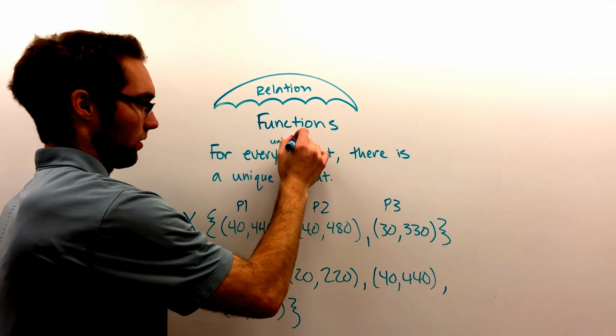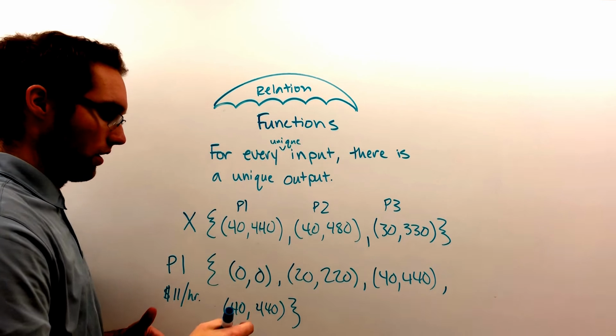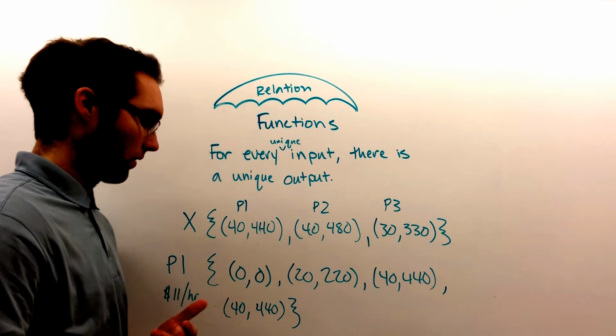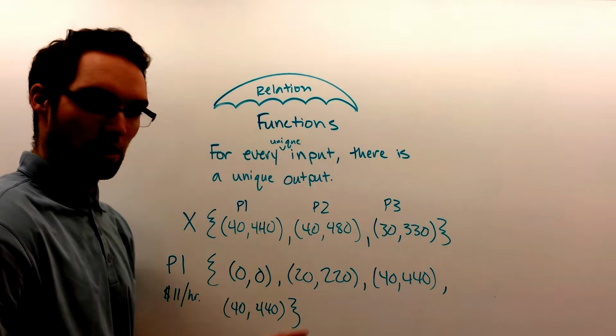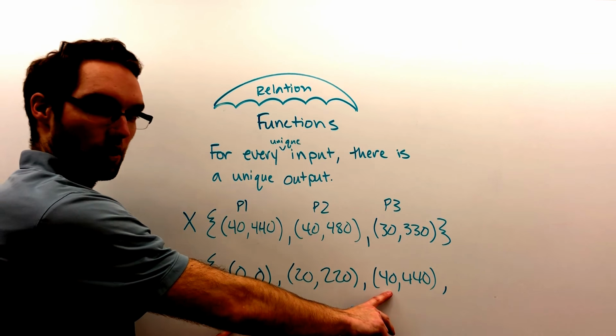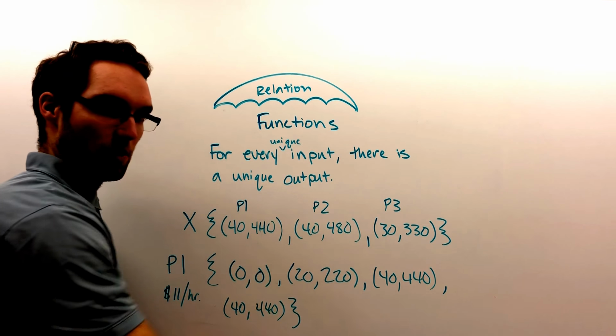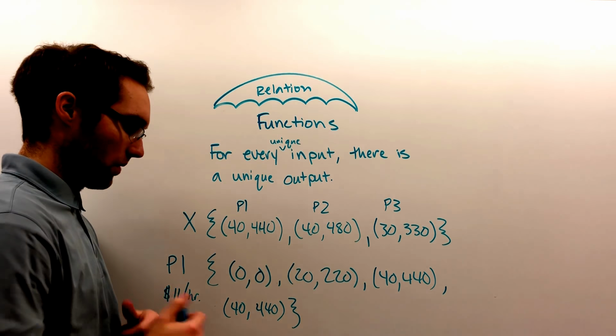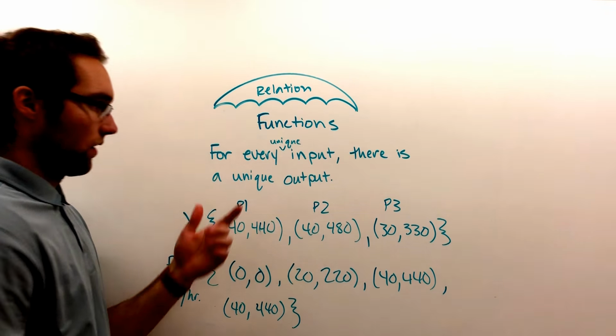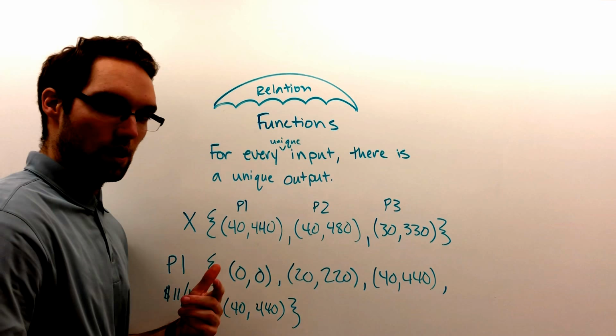So for every unique input, there is a unique output, okay? Our unique inputs here are 0, 20, and 40. We do have two 40s, but we're talking about unique ones. What unique means is that they're one of a kind. How many one of a kind inputs do we have? Well, 0, 20, and 40. So for every unique input, there is a unique output.